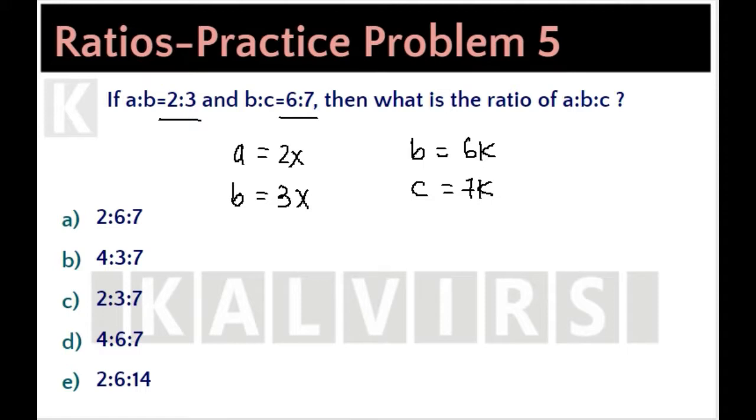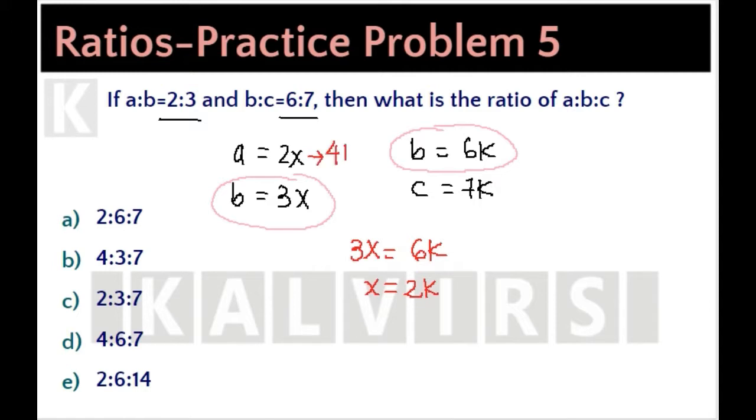Now, know that B equals 3 times x and B equals 6 times k. Therefore, 3 times x equals 6 times k, and x in terms of k is 2 times k. The value of A in terms of k would be 4 times k. Since our variables are in terms of k, the ratio of A to B to C is 4 to 6 to 7. Choice D is correct.